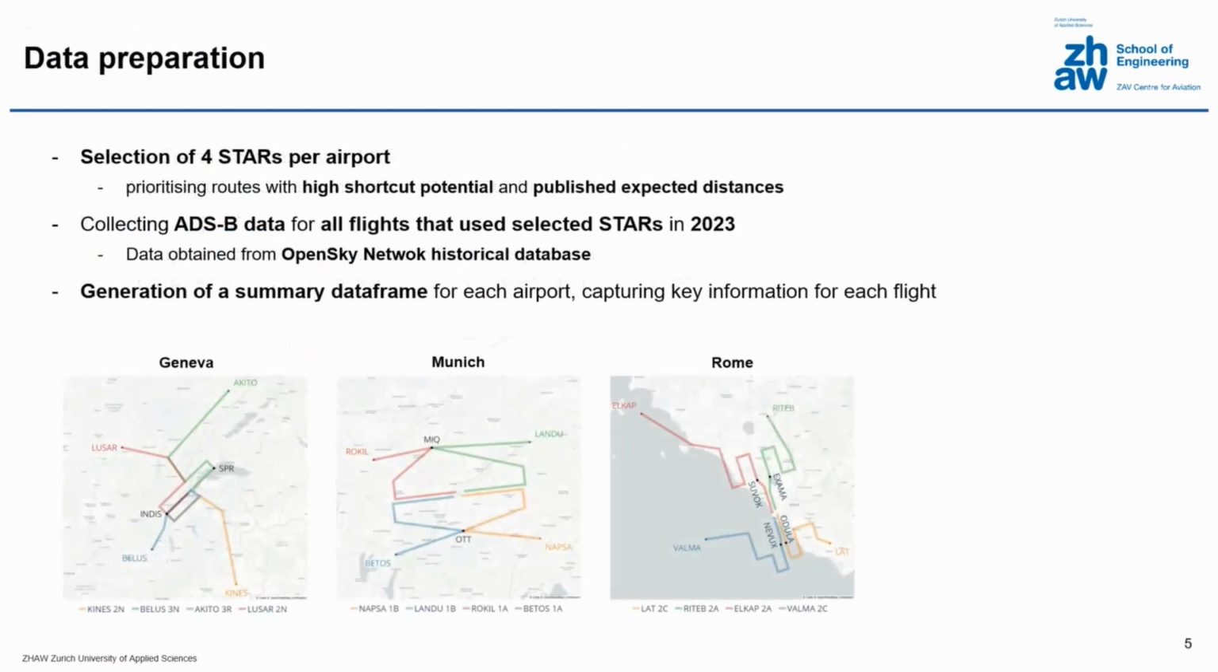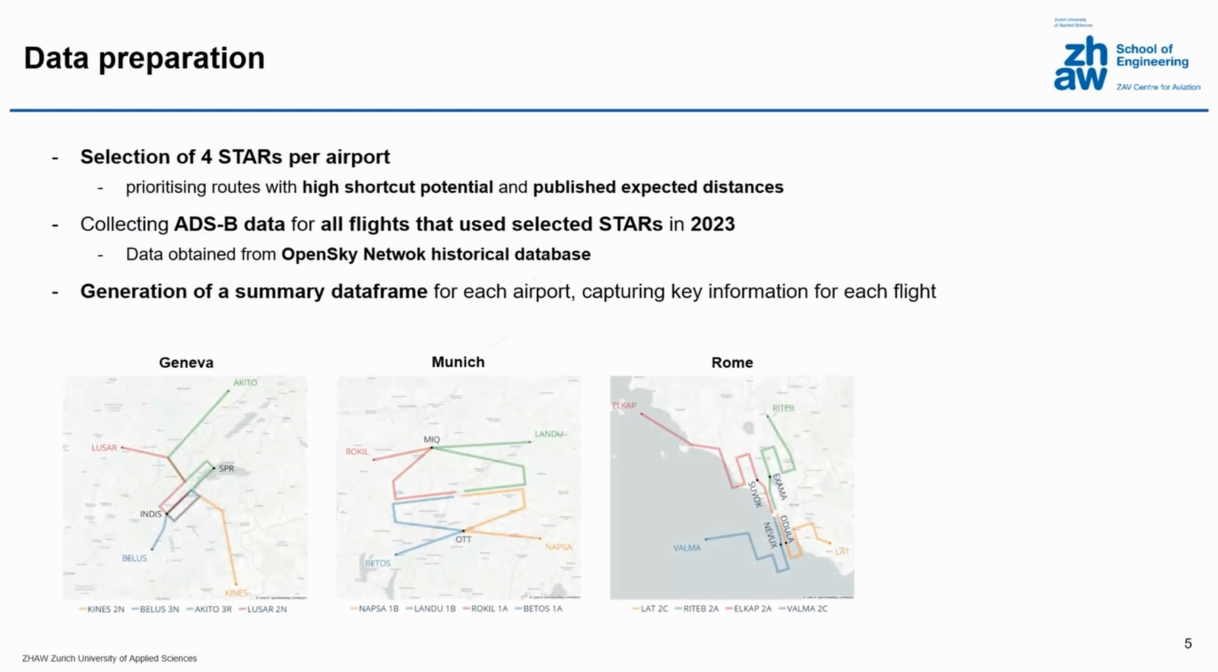But before doing any of that, of course, as always, we had to prepare the data that was required to do just that. And here we first selected a subset of 4 star procedures for each of the 3 chosen airports, and that was mainly done just to limit the scope of the work a little bit. And we hereby prioritized the star procedures which had a high shortcut potential.